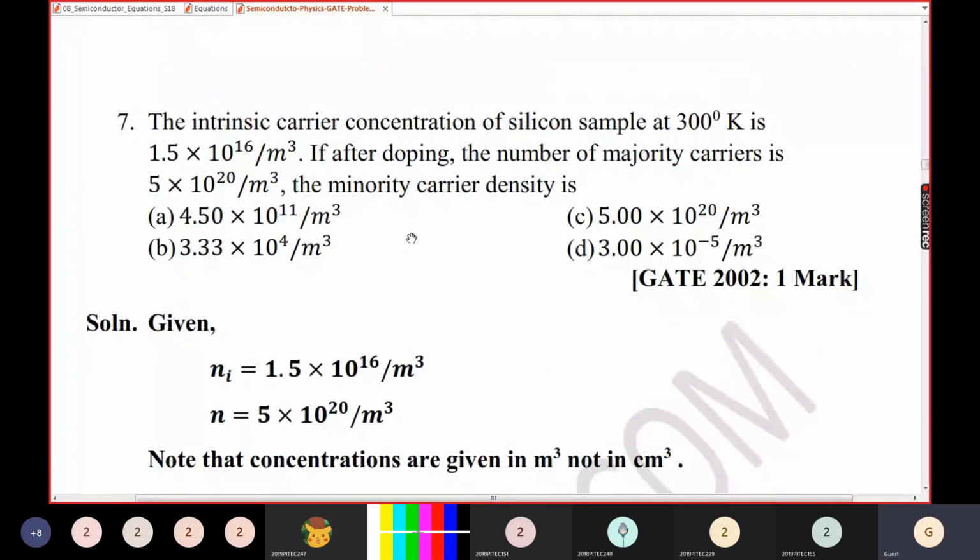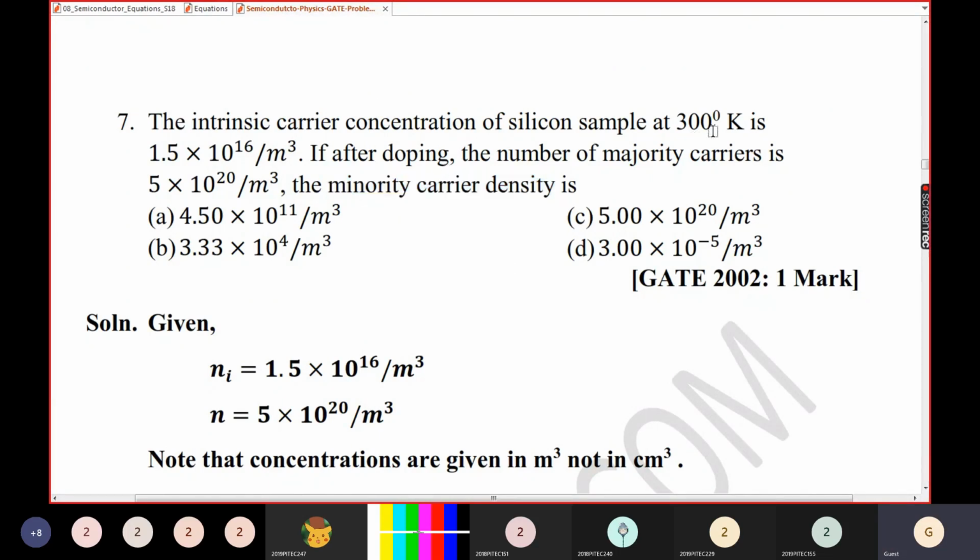Okay, next. Room temperature they have given, so let us read the question completely. The intrinsic carrier concentration of a silicon sample at room temperature, 300 Kelvin, is 1.5 into 10 power 16. They have given you the value of Ni. After doping, the number of majority carriers, not minority, is given. They are asking you about the minority carrier density.